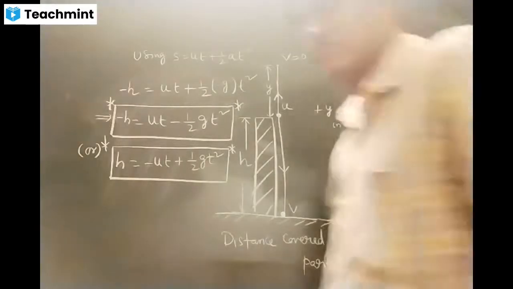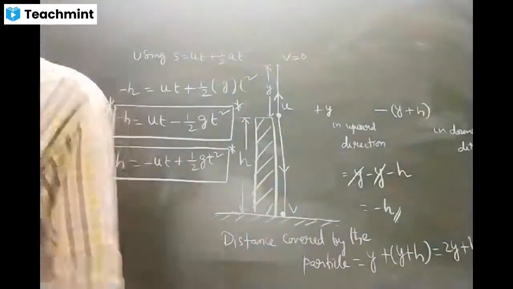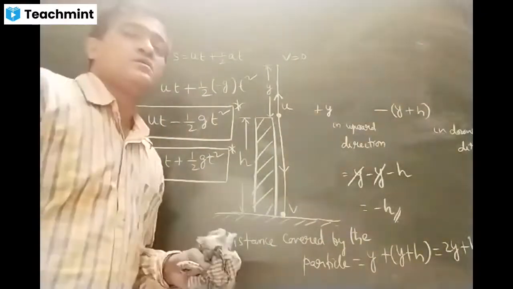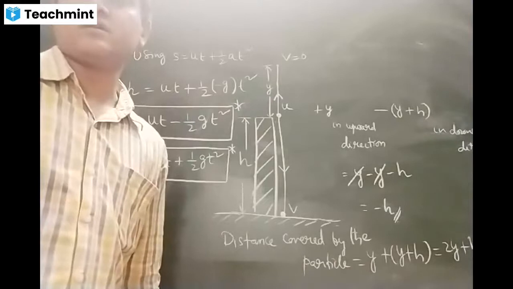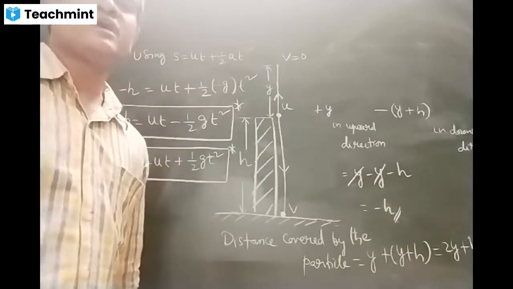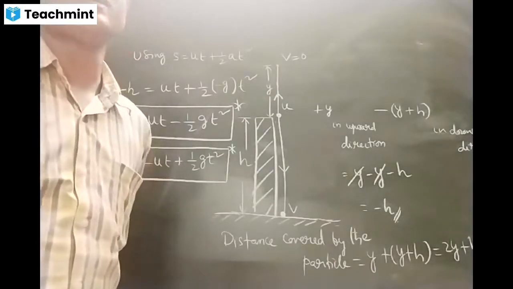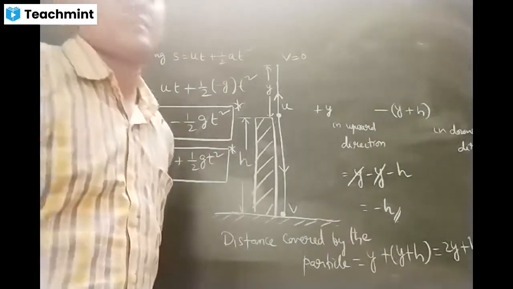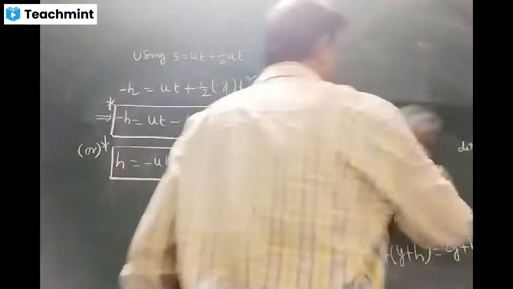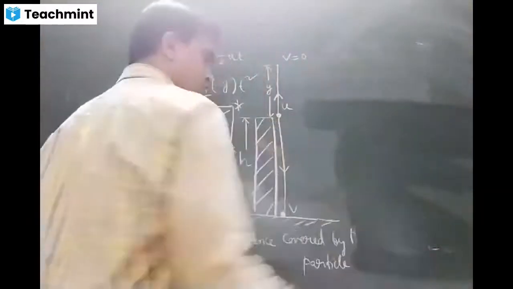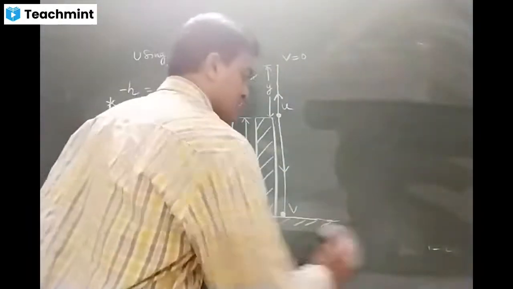Minus v equals u minus gt. But I did not give you time in this. If I do not mention time, then do we have any relation between final velocity, initial velocity, and displacement? v square minus u square is equal to 2as. Yes. Good. So let me use that equation and try to find out the value of v, the final velocity.